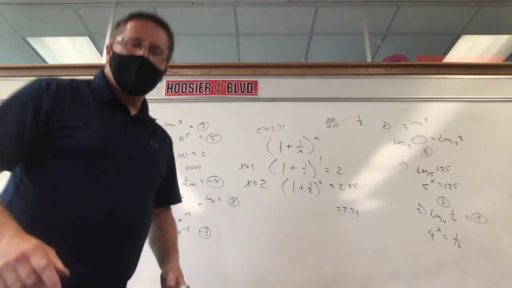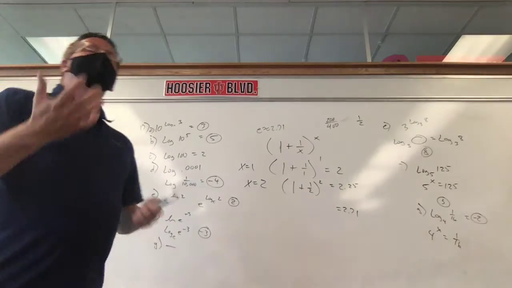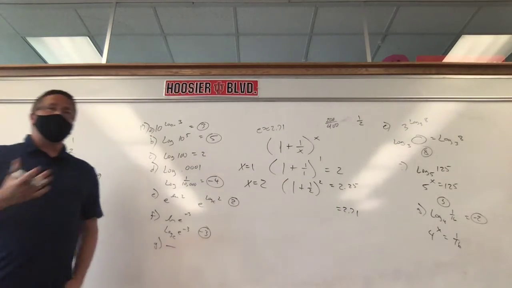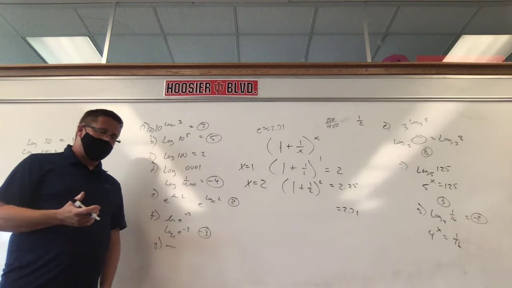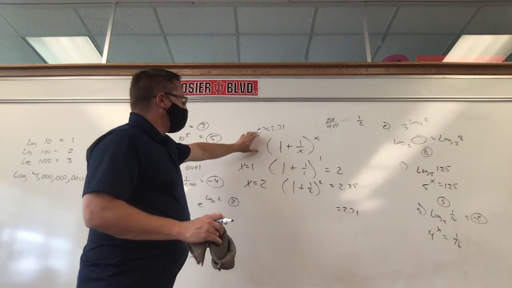Okay? So anyhow, just want you to understand. E is something that's used a lot in higher level math. A lot, especially if you get into calculus, okay? So what I want you to get is this. E is about 2.71. How do they get it?